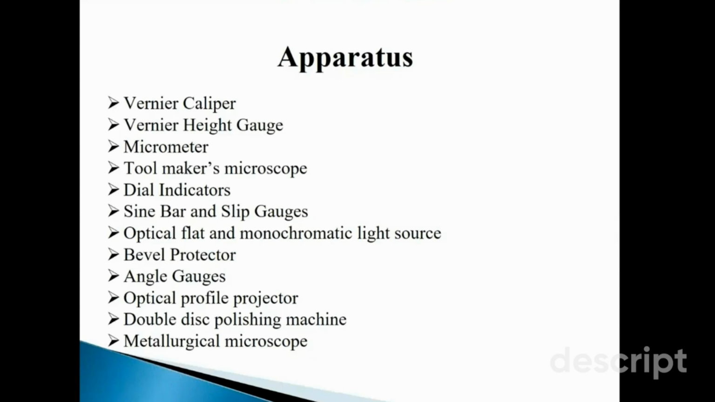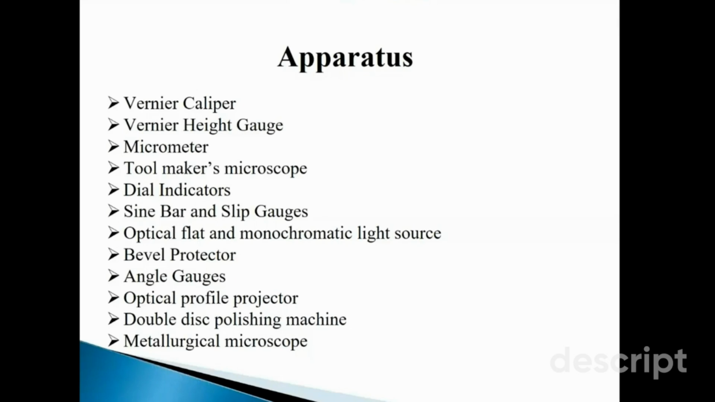Then we have a tool maker's microscope. It is a special type of microscope which has some measurement capability. It is used to measure small dimensions, small features available on any sophisticated tool or instrument. This is a very important tool for quality and inspection purposes. Then we have a dial indicator. You are also familiar with the dial indicator. It gives a small deflection in terms of linear measurement.